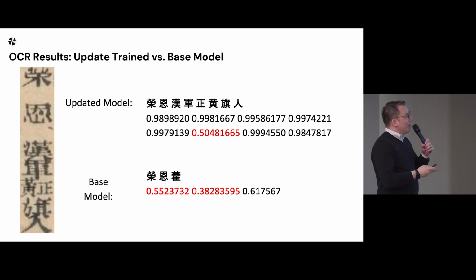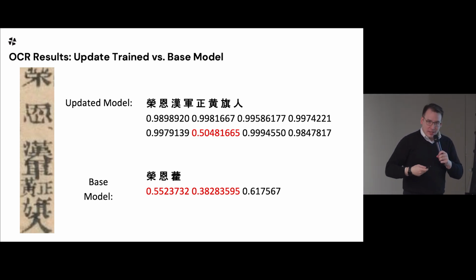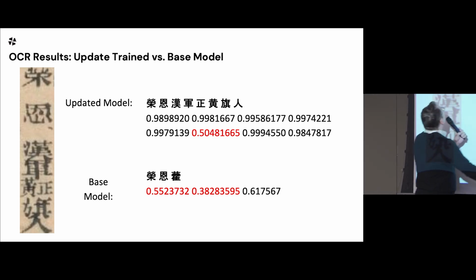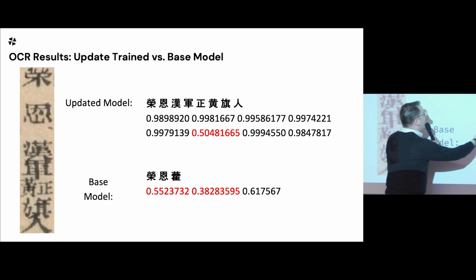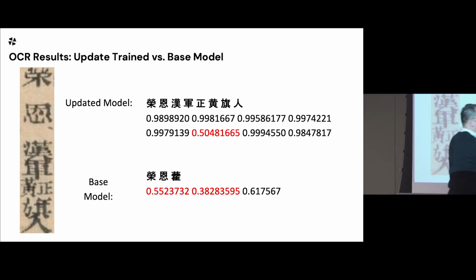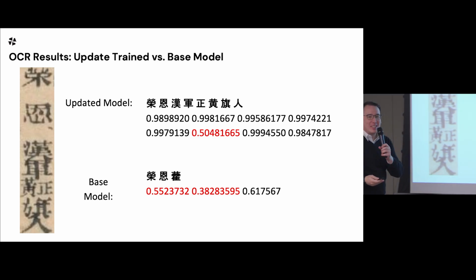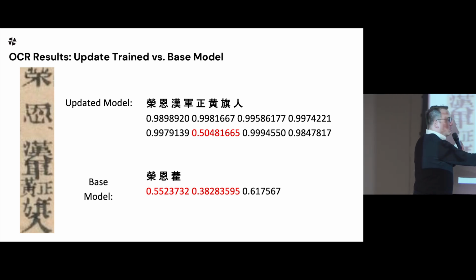So you see the updated model, it gets it right. But then the base model, if we did not update train it, we did not tell it the new terms that it should recognize, it gets it almost completely wrong, right? Rong, well, is that one right? These are the two because they're really big, but essentially it just skips everything else. It doesn't understand it. It's never seen it. It just cannot recognize it. And also the probabilities are extremely low.